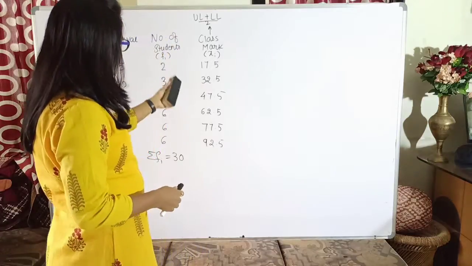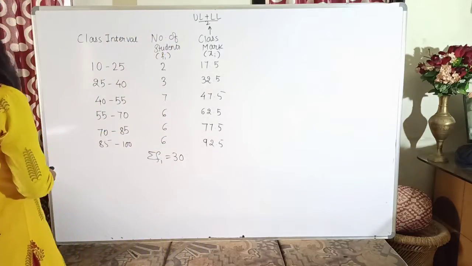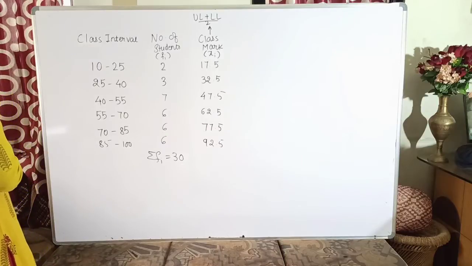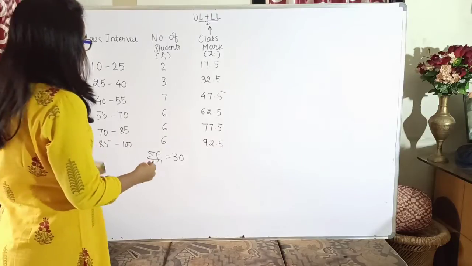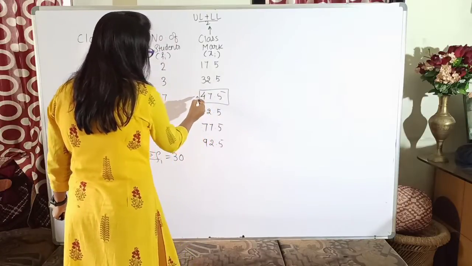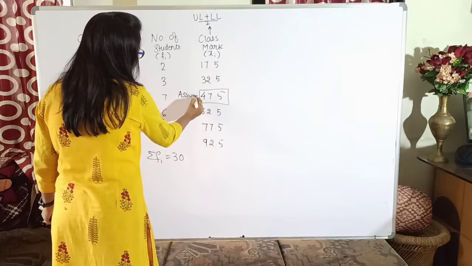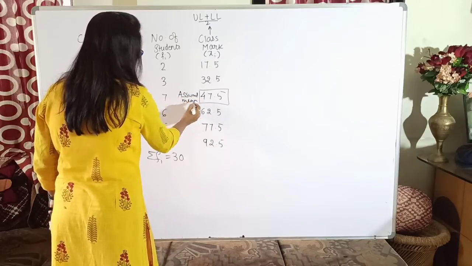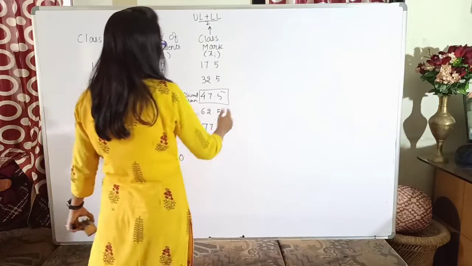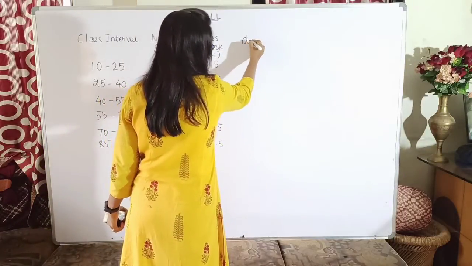Okay, so now in this case there are 5 values of class marks. Among them we have to consider any one as the assumed mean. Let us assume a central value, so my assumed mean is 47.5. Okay, so now we have to find the deviations, denoted by d.